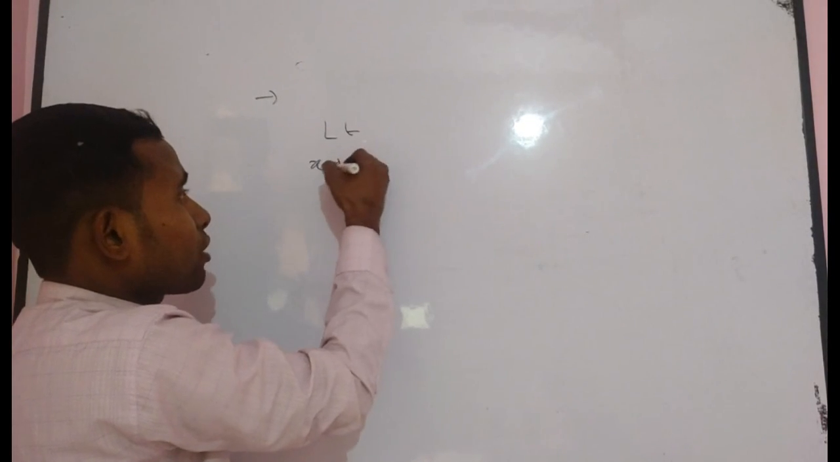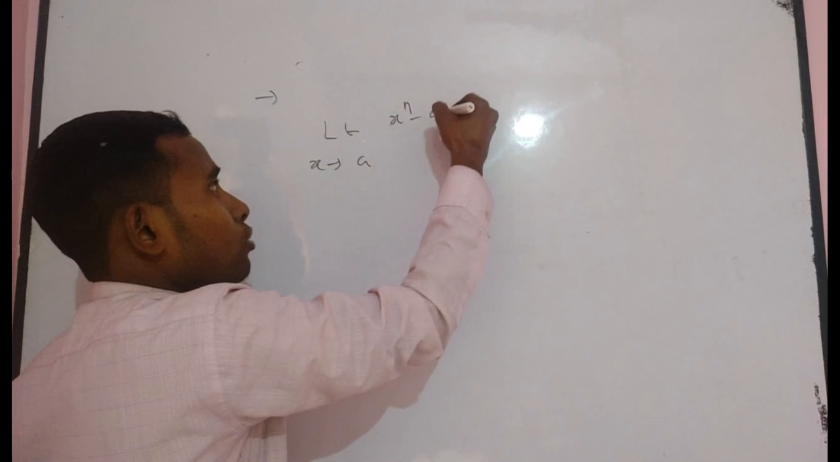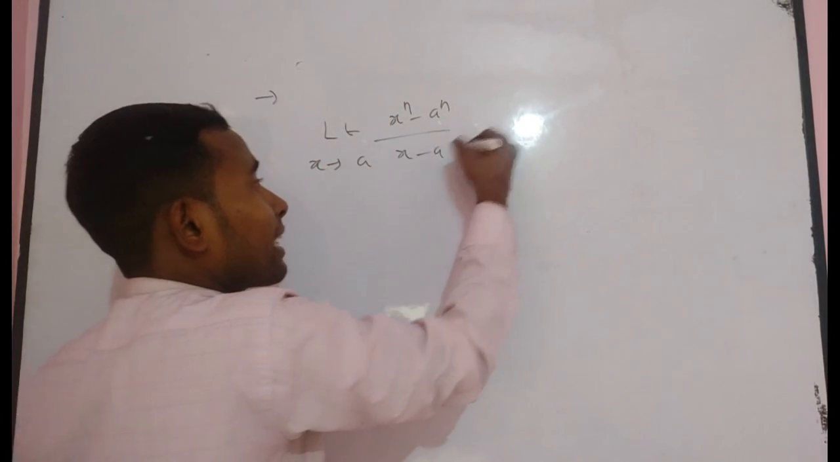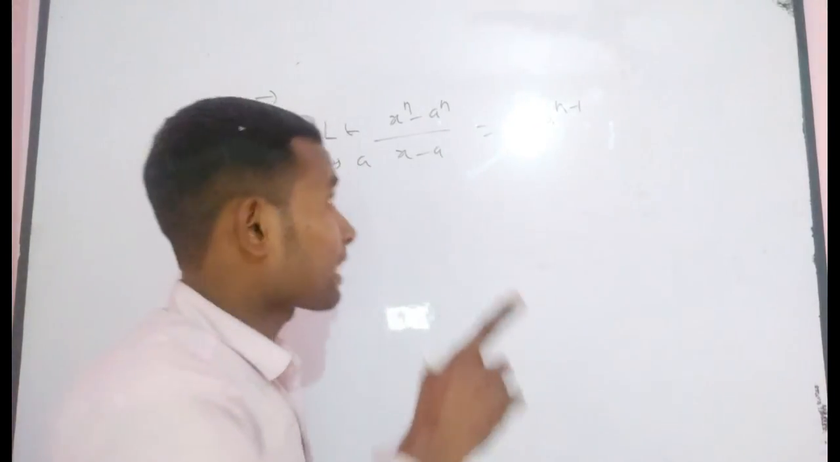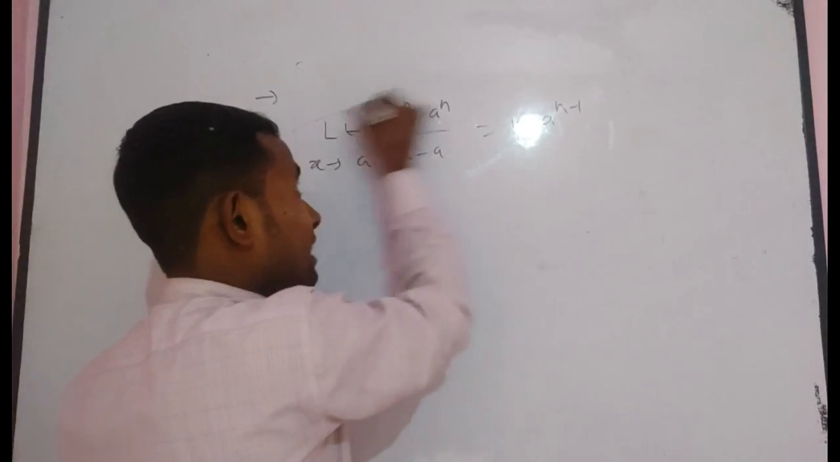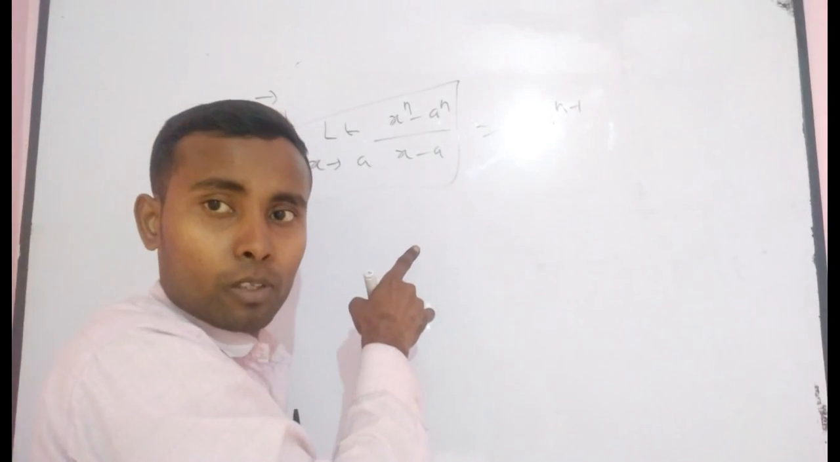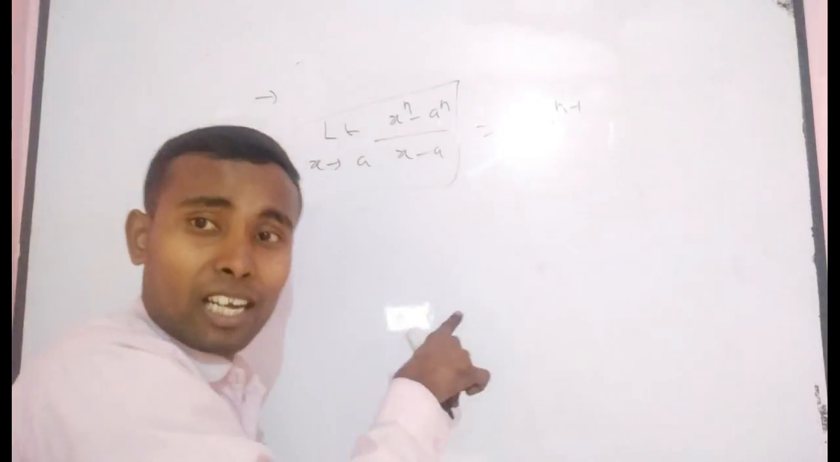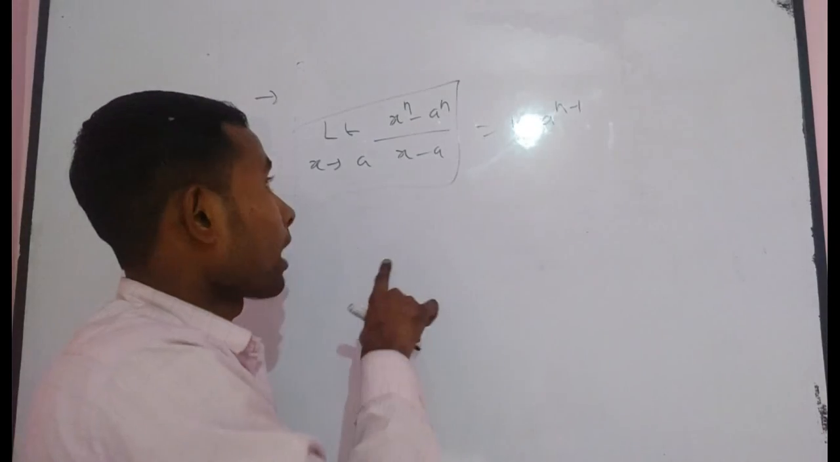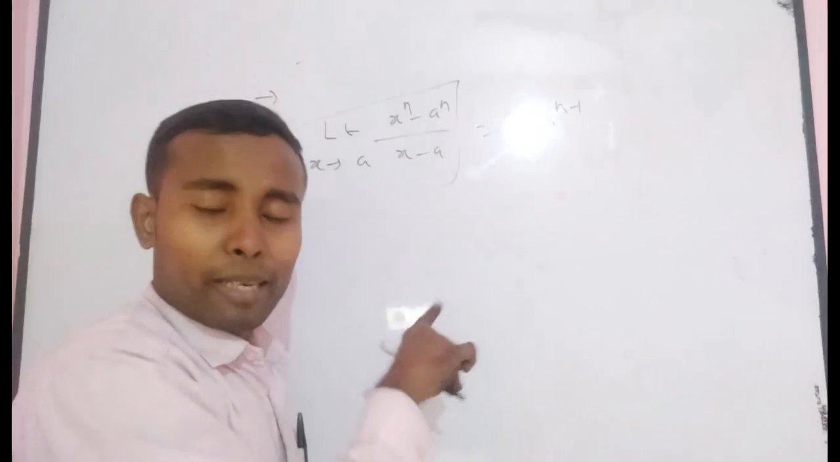Limit x tends to a, x to the power n minus a to the power n divided by x minus a. Directly you can write n into a to the power n minus 1. But you have to remember it. The given expression should be as it is. If it is not as it is, then you have to forcibly convert it, otherwise you can't solve it by this formula.